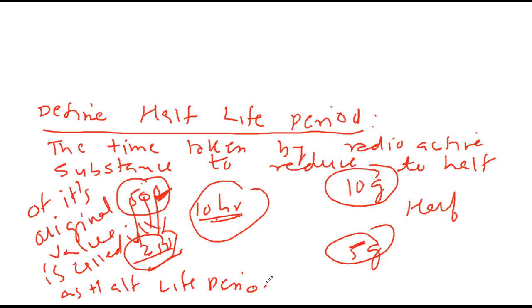Write the definition. It is denoted by capital T. The time taken by radioactive substance to reduce to half of its original value is called as half-life period.